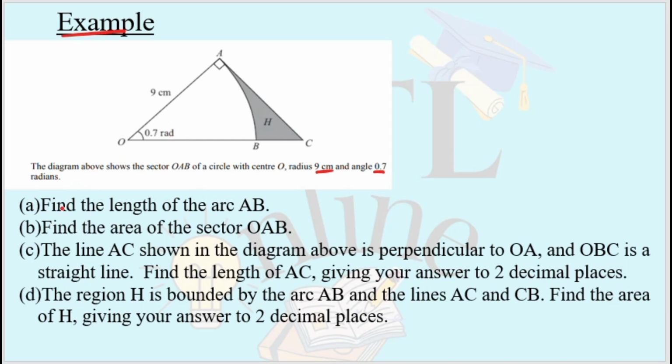The first question says find the length of the arc AB. So this is the arc we should find. Then find the area of the sector OAB, where we should find the area of this sector. Then a line AC shown on the diagram above is perpendicular to OA, and OBC is a straight line. Find the length of AC, giving your answer to two decimal places.